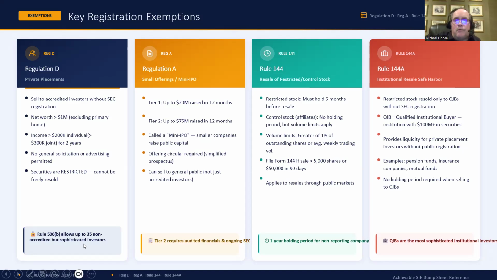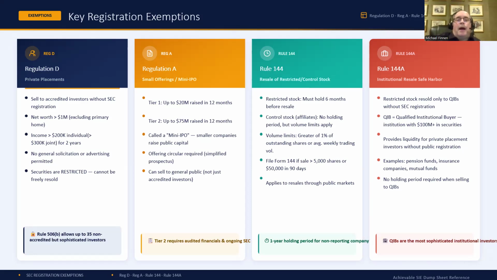506B allows Regulation D products to be sold to up to 35 non-accredited investors, but you can't charge them a commission. Okay. 35 non-accredited but sophisticated investors, up to 35. Above 35, you've got to be SEC registered.